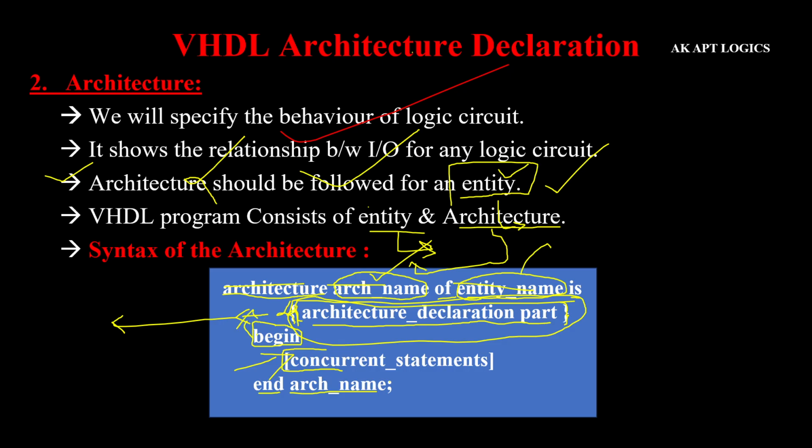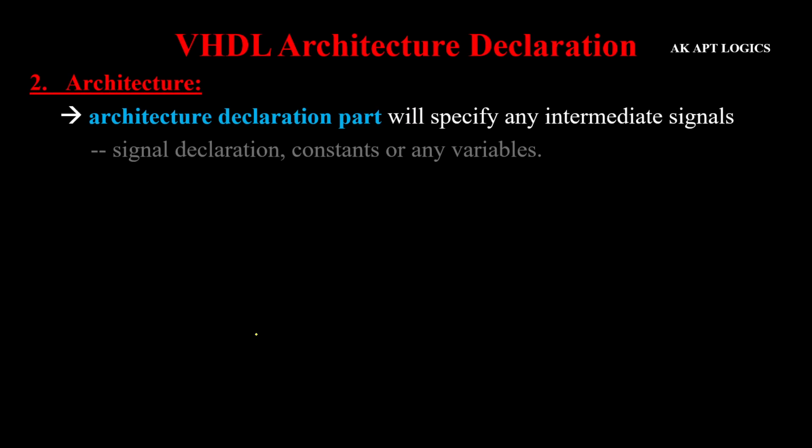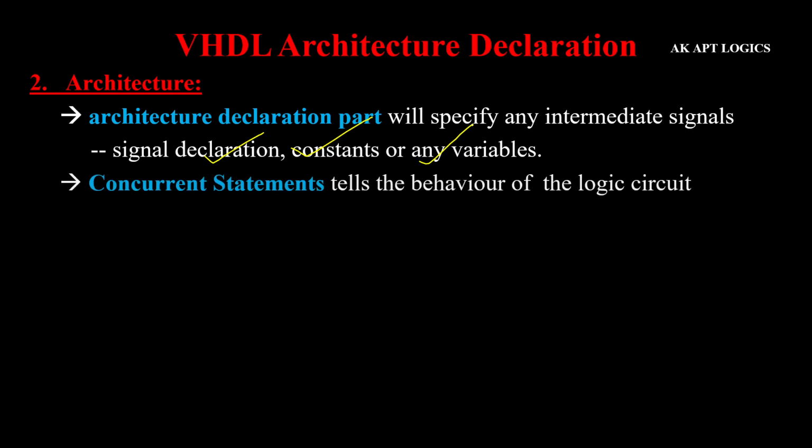When the begin comes, after the begin we are going to write the relationship between the input and output. Before begin we are declaring the intermediate signals. That particular thing is called the architecture declaration part. Signal declaration, constants or any variable. Here also we can define any constants or any variables if we need them.